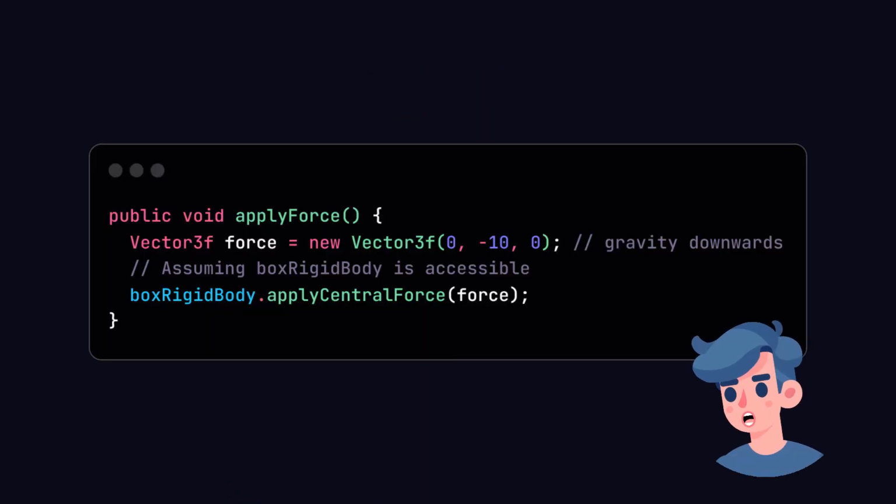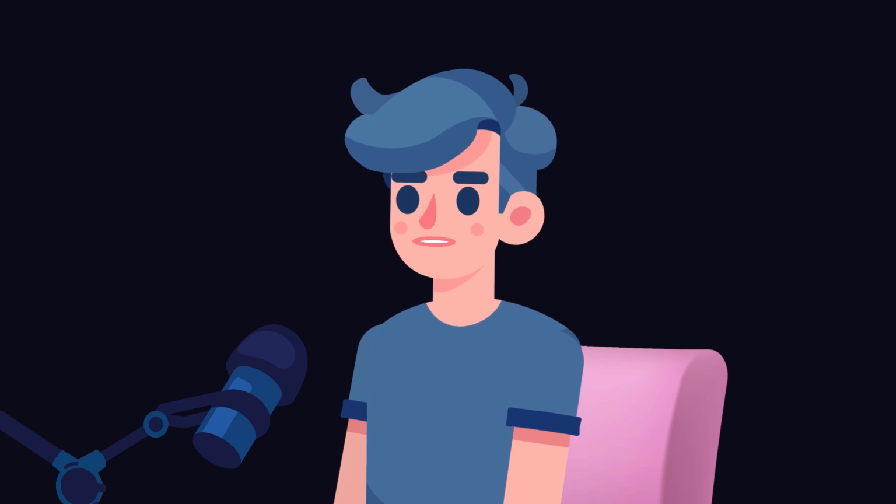Let's enhance our simulation by adding some forces and constraints. Physics engines allow you to apply forces to rigid bodies, which can lead to more complex behavior. In the apply force method, we define a force vector that simulates gravity. This force will be applied to the box, making it accelerate downwards.